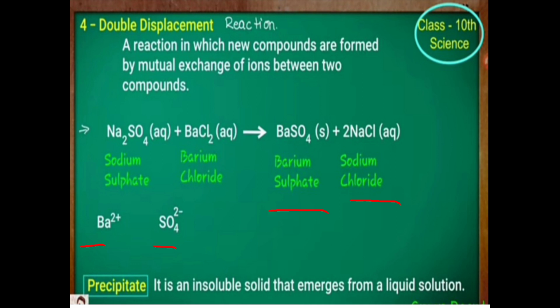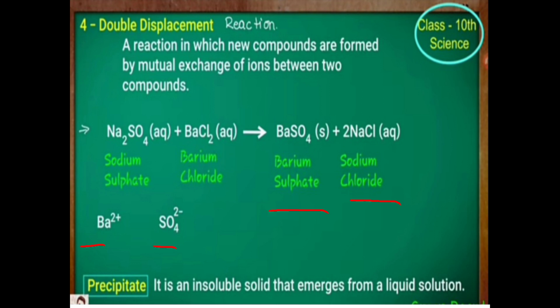And precipitates: there are some reactions, or we can say definitions, where we use the word precipitate. What is a precipitate? It is an insoluble solid that emerges from a liquid solution. It is a type of solid, we can say small crystals, which do not get dissolved in the liquid. It forms from a liquid solution and looks like a solid, so that's why they are insoluble in liquids.